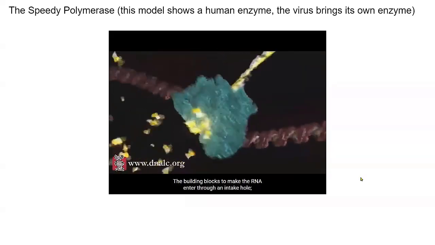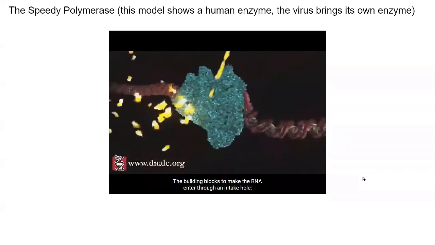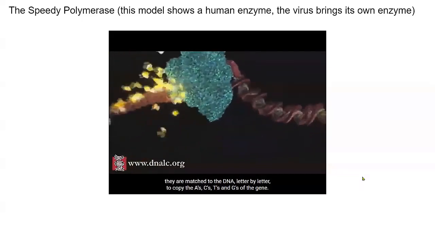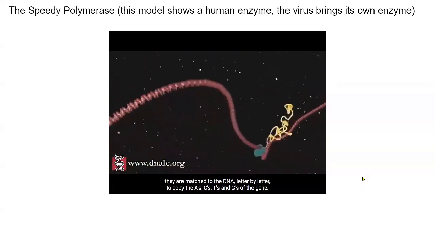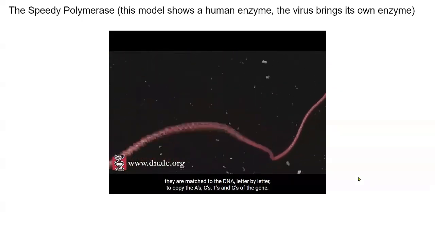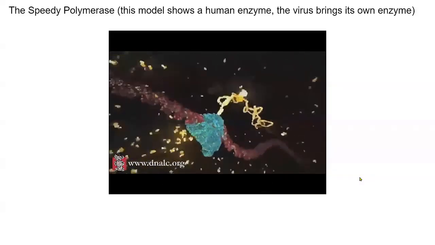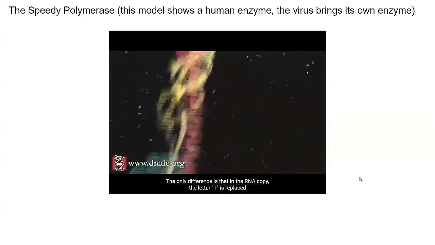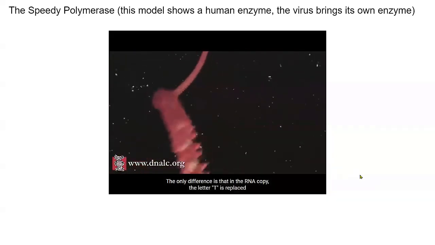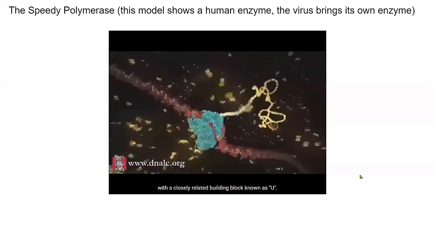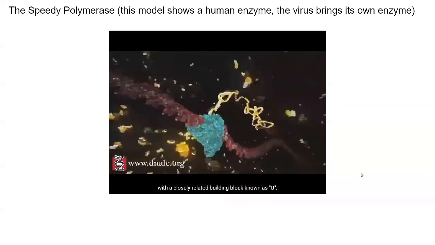The building blocks to make the RNA enter through an intake hole. They are matched to the DNA, letter by letter, to copy the A's, C's, T's, and G's of the gene. The only difference is that in the RNA copy, the letter T is replaced with a closely related building block known as U.